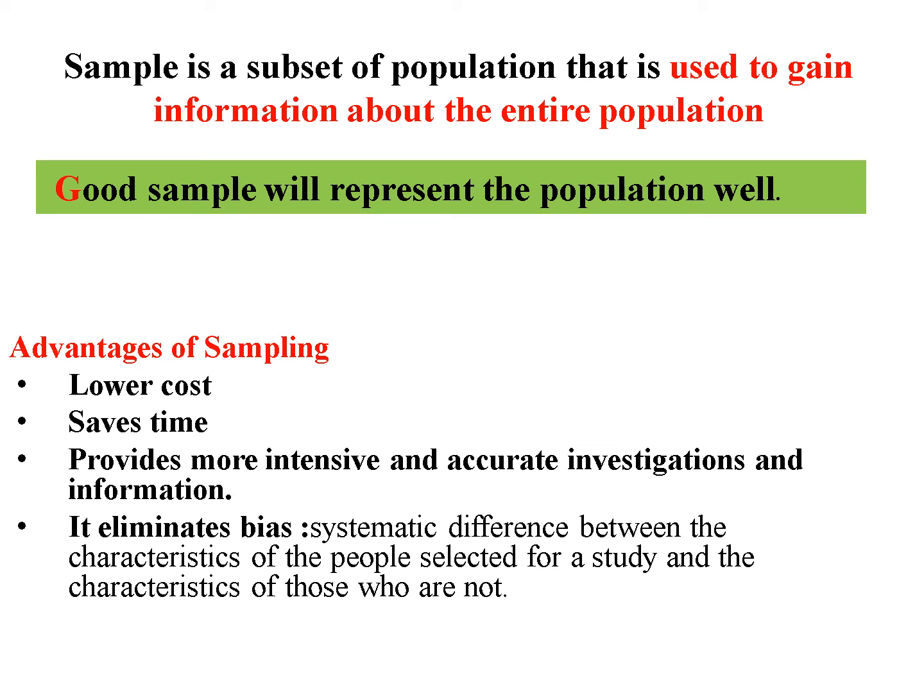So the advantages of sampling are lower cost, saving time, and providing more intensive and accurate investigations and information. Also, it eliminates bias. Bias is a systematic difference between the characteristics of the people selected for the study and those who are not.